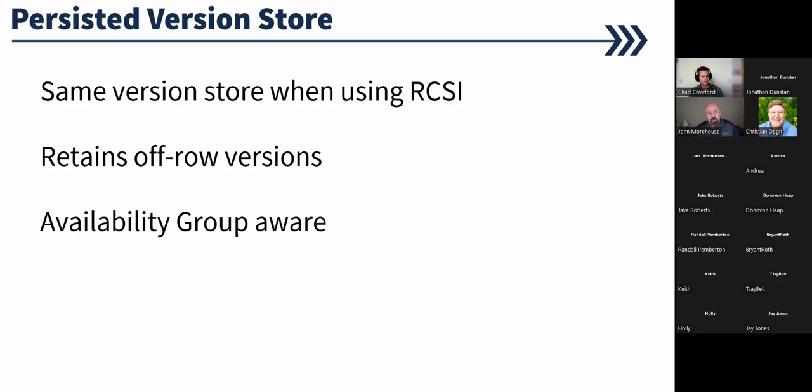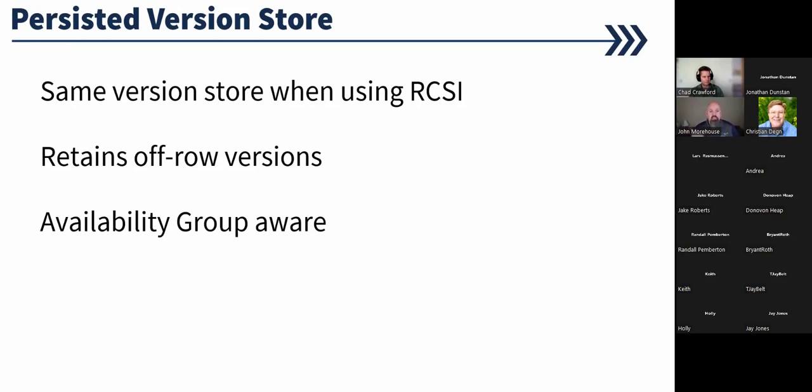The version store is also availability group aware, and this is what helps facilitate the crash recovery. If you have a database that is ADR enabled and it's in an availability group, because the version store is no longer in tempdb and is stored in the physical user database, any writes to that version store get transmitted with the same log block over to your secondaries.